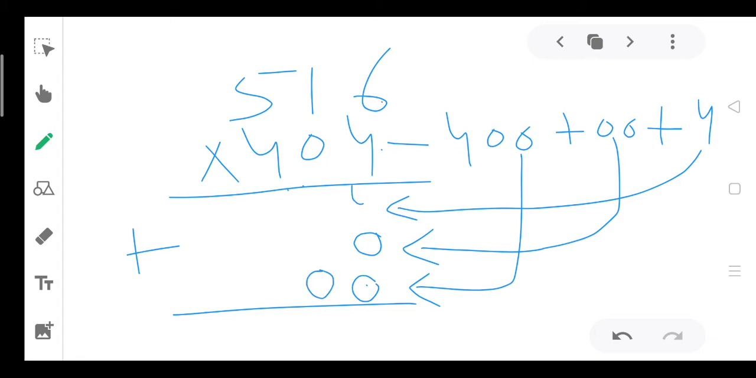4 sixes are 24, 2 goes as a carry, 4 ones are 4 and 2 is 6, 4 fives are 20. Ones place multiplication is over. Now tens place is 0, in the ones place we put 0, and now we multiply by the tens place 0, so 0 sixes are 0, 0 ones are 0, 0 fives are 0.